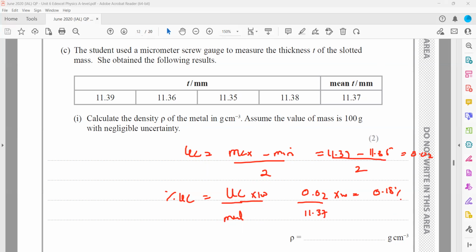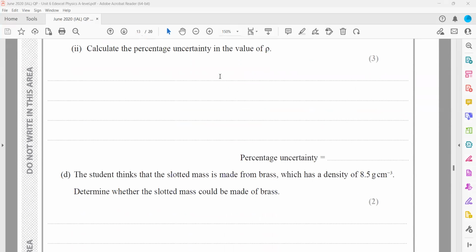So what is the total percentage uncertainty? The total percentage uncertainty in the density will be equal to 0.48 plus 0.18, which equals 0.66%. So this is the total percentage uncertainty. Is it clear, this part about the uncertainty?